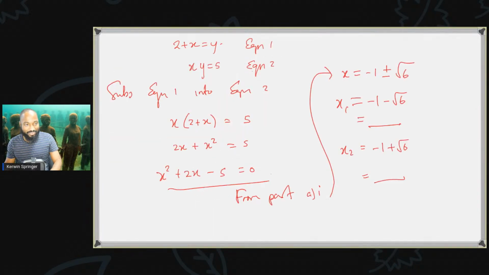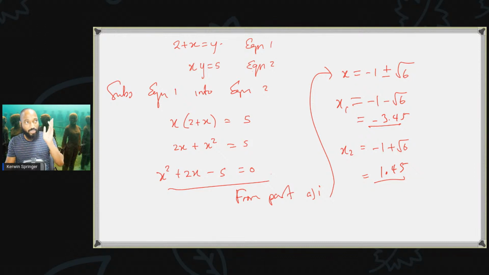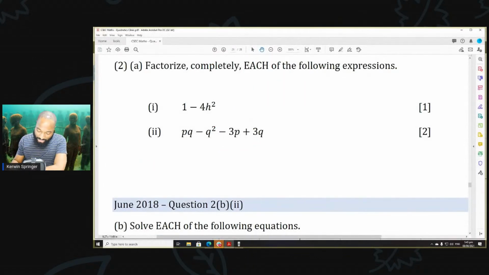X is 1.45 and negative. So this one will be -3.45, and this one will be 1.45. And then you substitute into one of the equations for x to get the y value. I'm speeding through. Let's just bring it home really quickly.